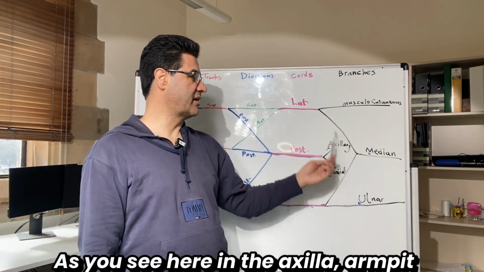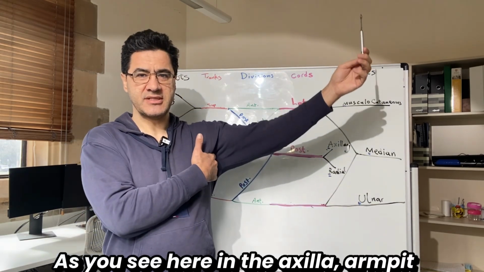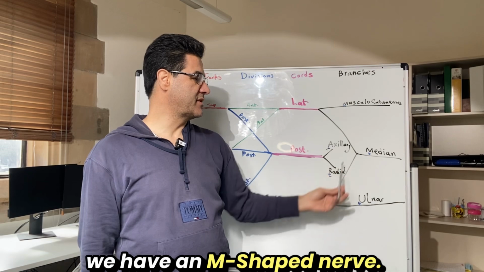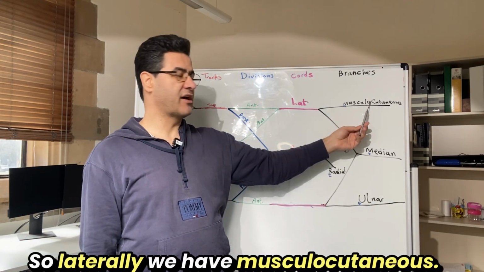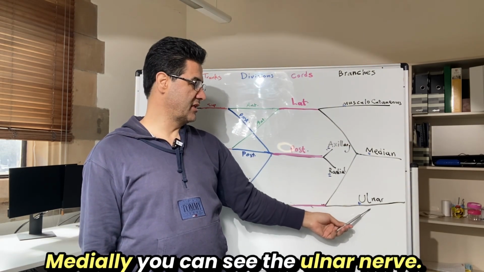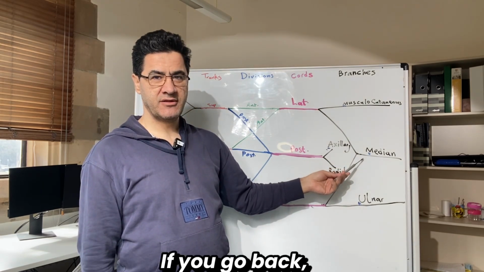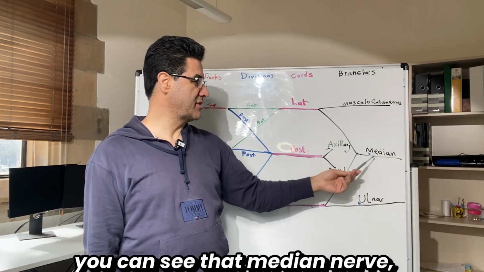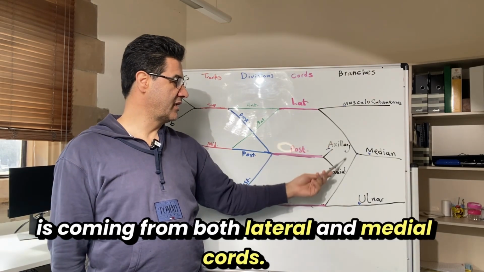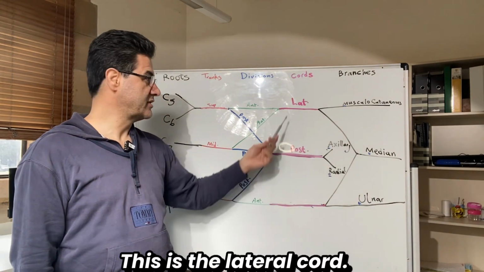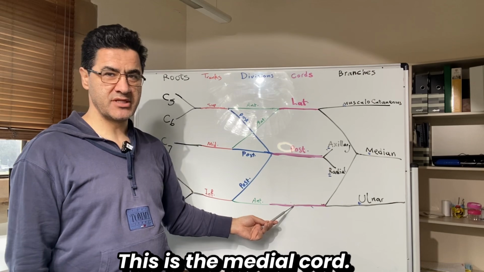As you see here in the axilla, the armpit, we have an M-shaped nerve. Laterally we have the musculocutaneous nerve. Medially you can see the ulnar nerve. In the middle we have the median nerve. If you go back, you can see that the median nerve is coming from both the lateral and medial cords. This is the lateral cord, this is the medial cord.